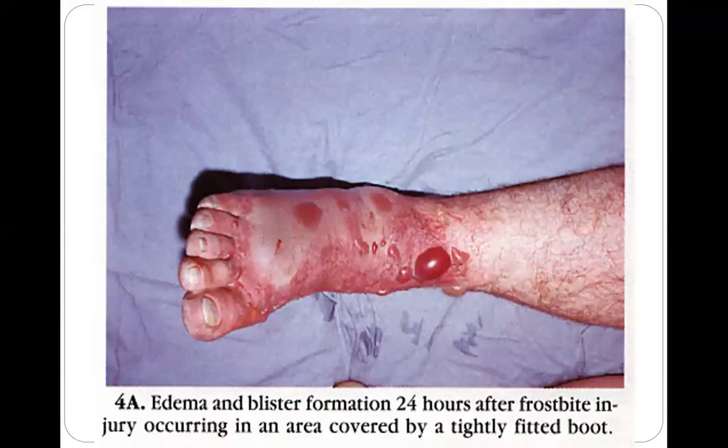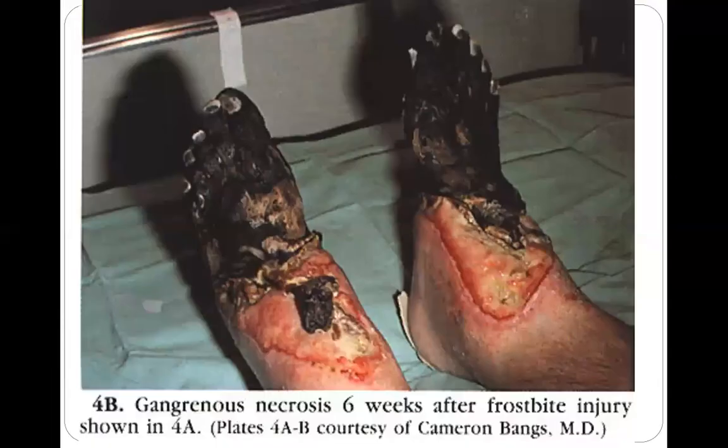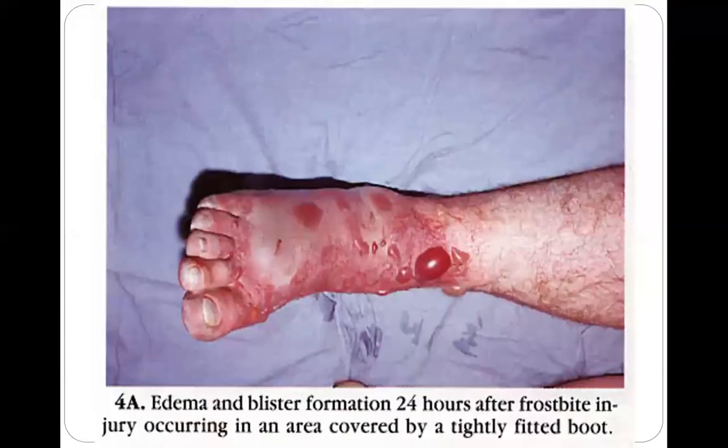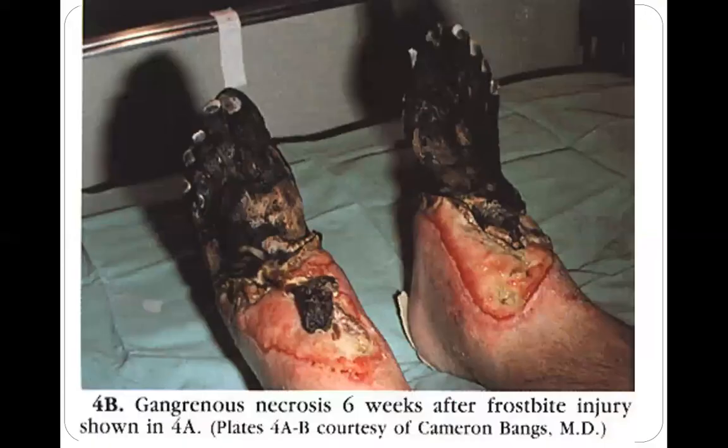Here's just another picture of a foot. We've got a lot of bleb and blister formations. This is happening 24 hours after the frostbite originally occurred. So it's just to keep in mind, it's showing our healing process as we go. This is now 6 weeks after the frostbite injury that was shown in this picture right here. So as I'm saying, it's really hard for you to know what the damage is that's being done until you start the healing process.